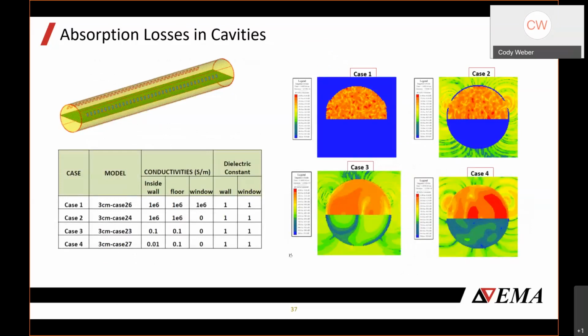Okay, and then finally, the absorption losses associated with cavities. Again, this is something that's very amenable to simulation, to be able to change these parameters. If you have a simplistic model here and you're changing the conductivities associated with the inside wall, the floor, and the window, you can really see the difference in coupling associated with those.